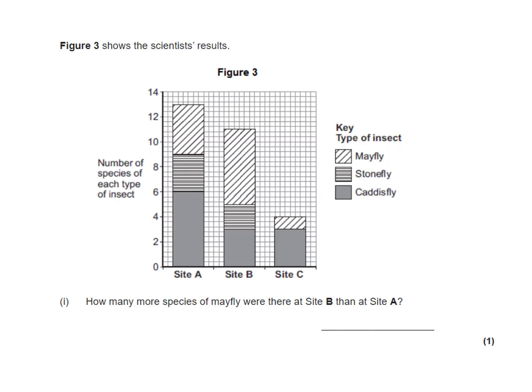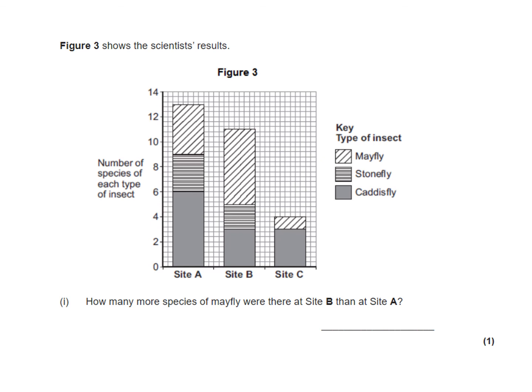So this is the scientists' results from looking at a study on that area. And they've looked at the number of species of different types of insect. They've said mayfly, stonefly and caddisfly. They've coloured them all in differently. You can see them using the key at site A, site B and site C.